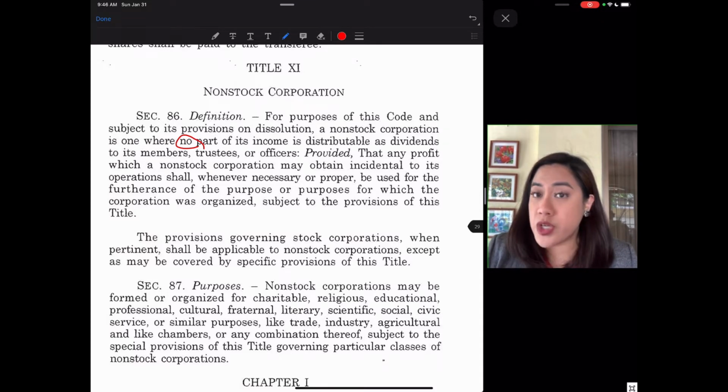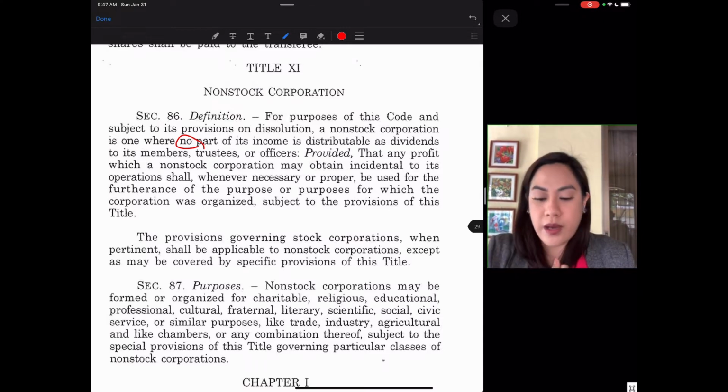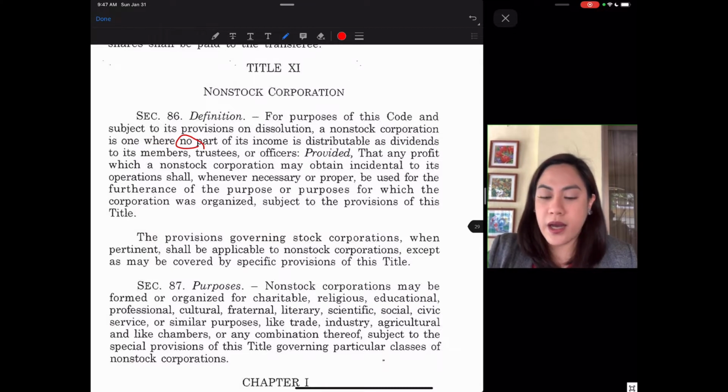If you look at the definition again, a corporation necessarily cannot be a non-stock if it does not have members. And because there is already a separate law on the cooperative organized through the Cooperative Development Authority, a non-stock corporation cannot be a cooperative.